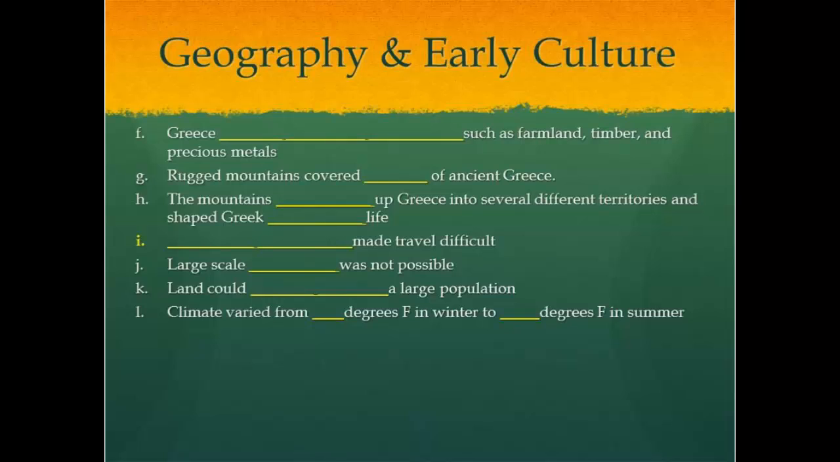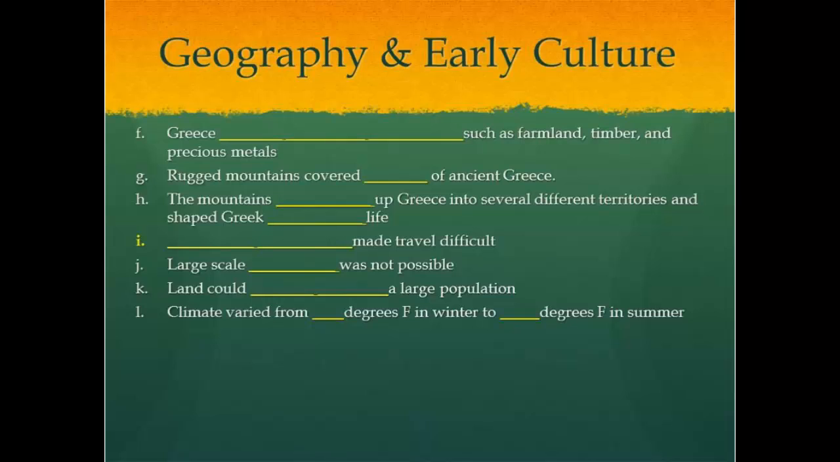Large-scale irrigation was not possible because of all of these mountainous areas. Land could not sustain large populations. There wasn't enough land to grow crops. You can't grow crops, you can't feed your people. Can't feed your people, you don't have people. So not a lot of farmland.